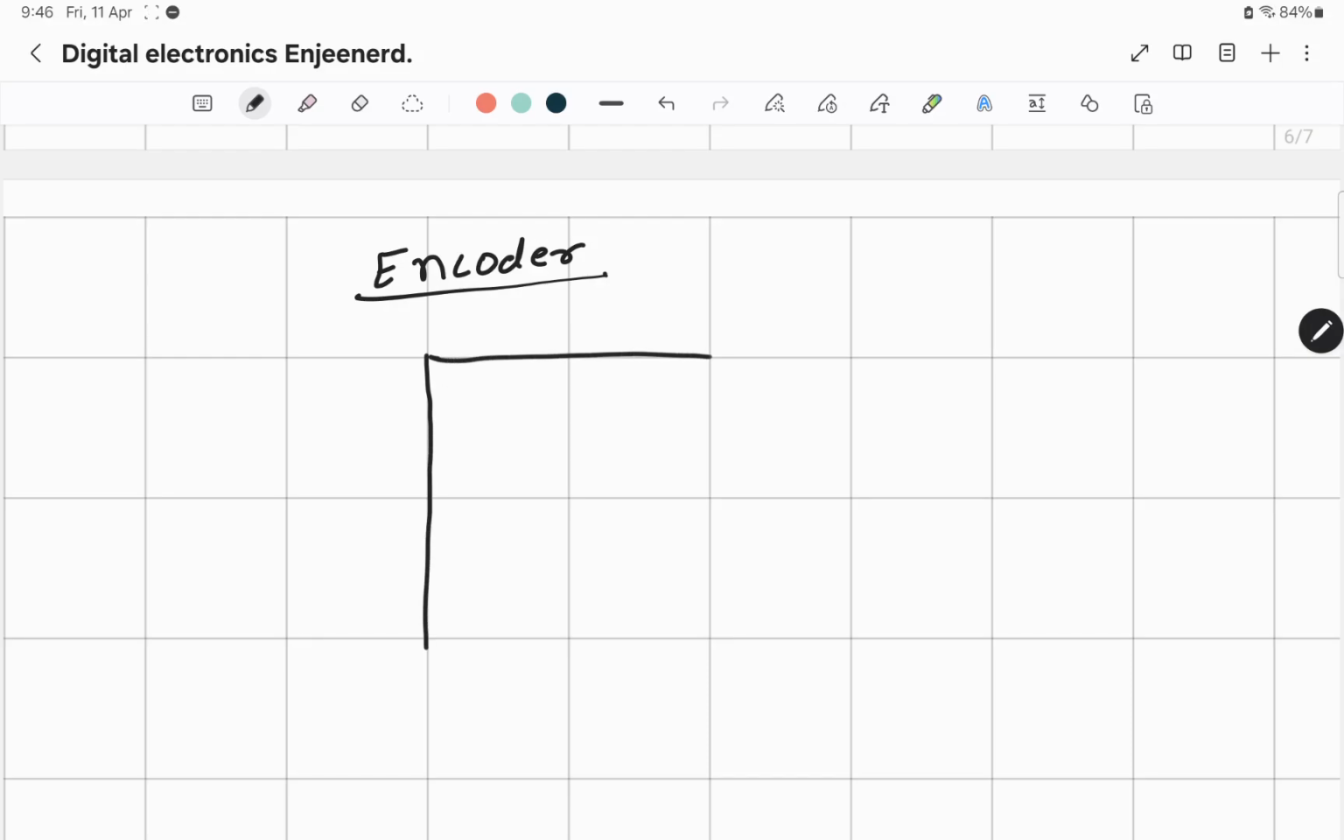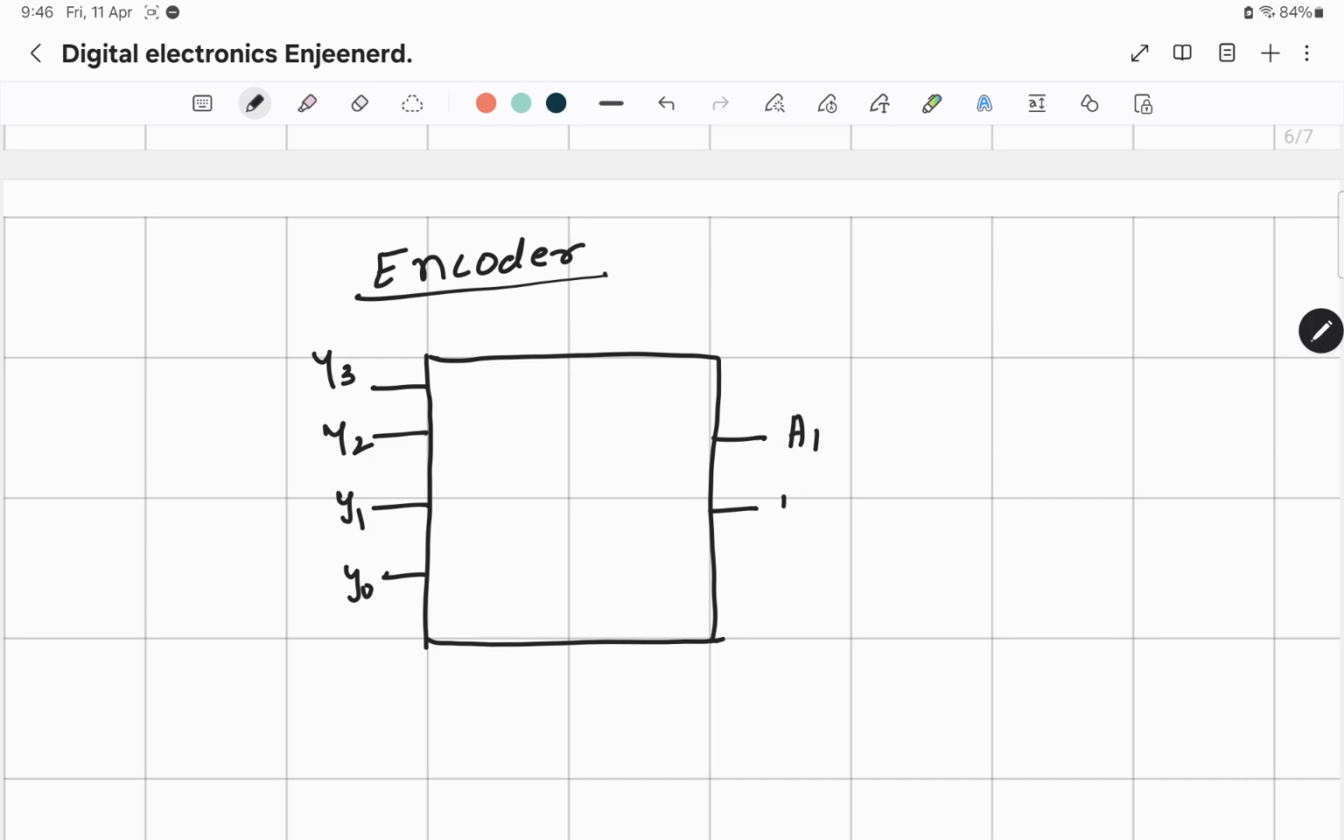So, say this is my encoder. It encodes. Say I have 4 input lines, then I'll have 2 output lines. So this is my y3, y2, y1, y0. This is a1 and a0. So it has a maximum of how many inputs? The inputs are 2 raised to n and the outputs are n. So here n is 2, which means the inputs are 2 raised to 2, equal to 4. Right, so that's the relation.